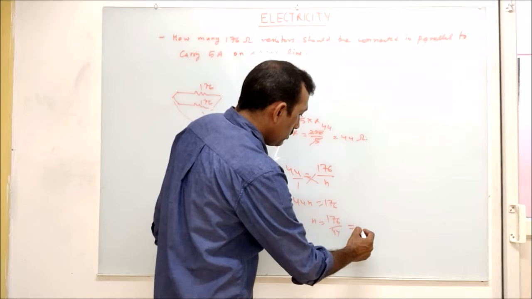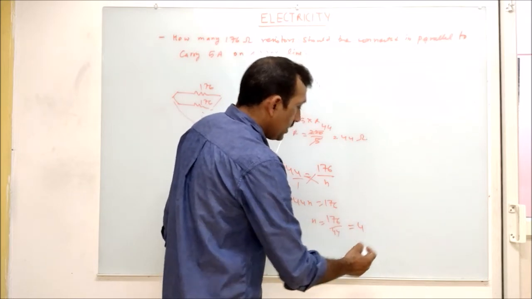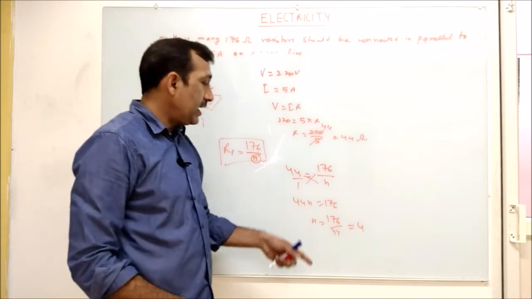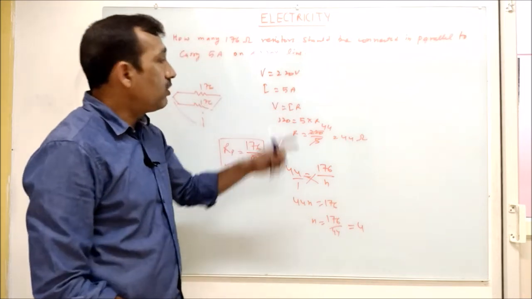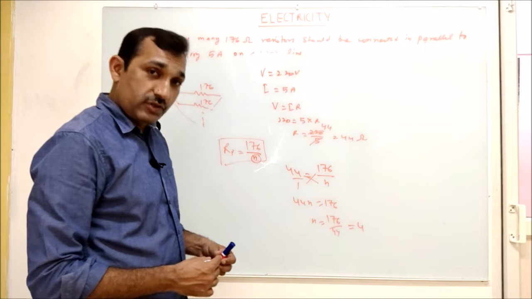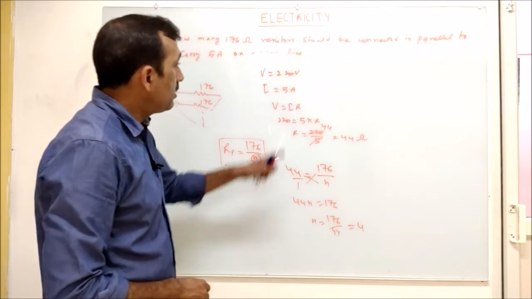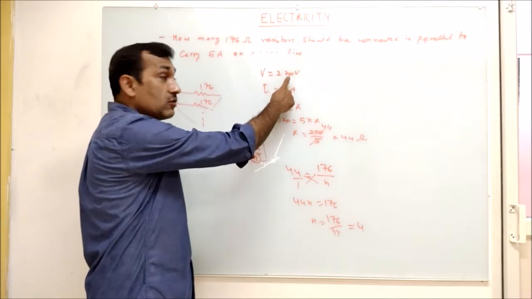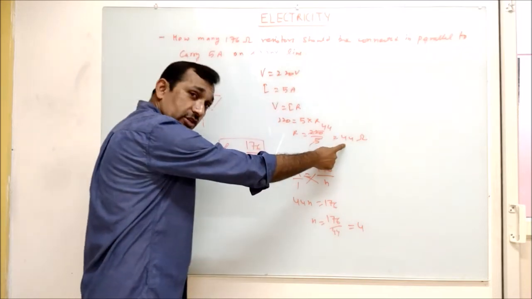equal to 4. So that means 4 numbers. If we connect 4 resistors in parallel, we will get 44 ohm resistance, and then the current flowing will be 5 amperes. I will repeat. Voltage is known, current is known, we can find the resistance.